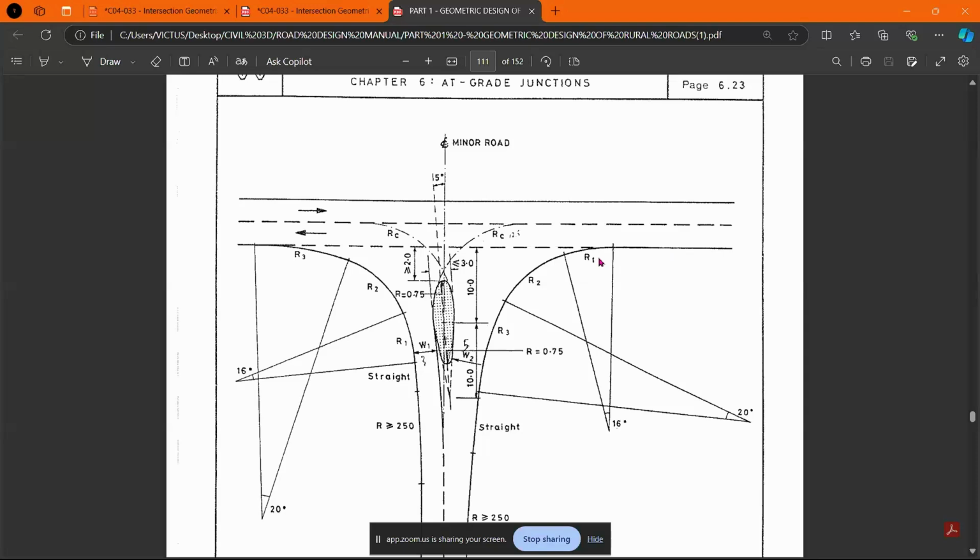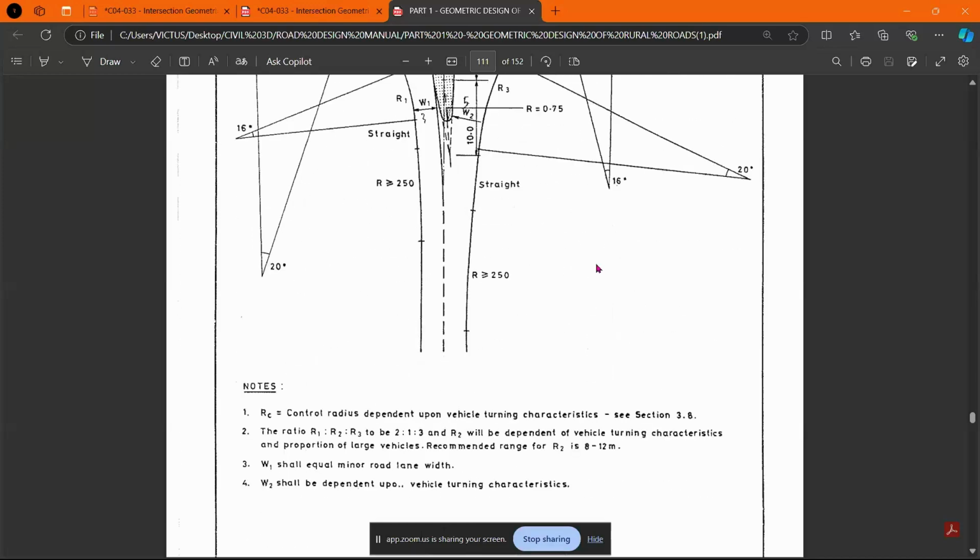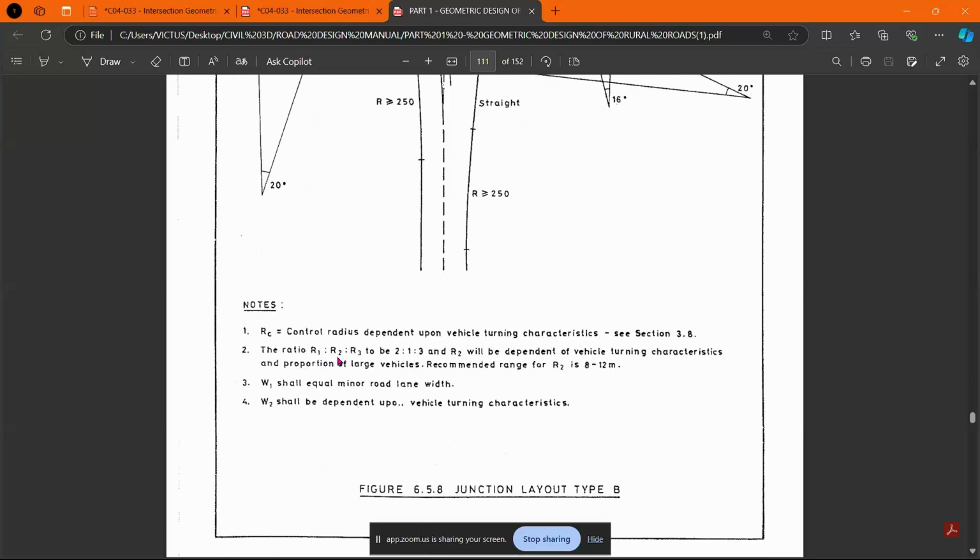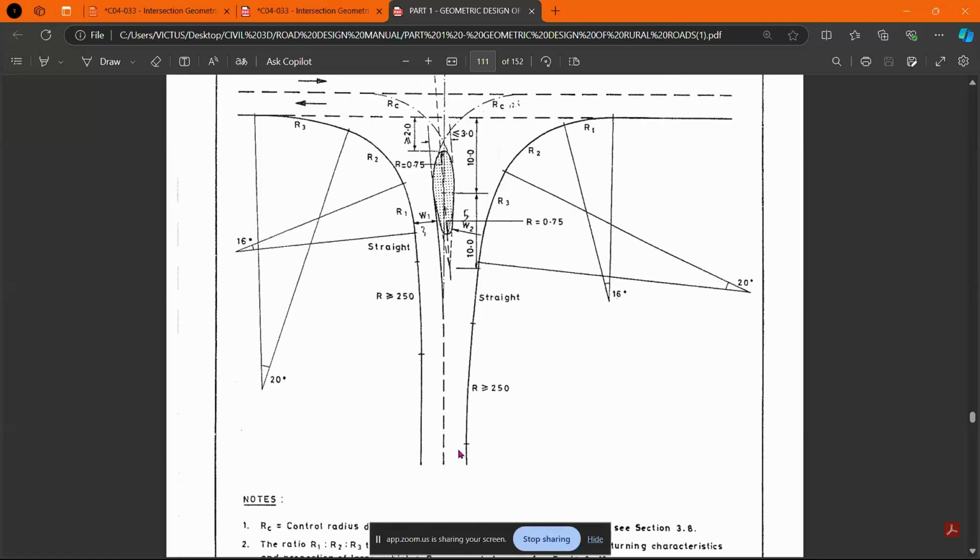For you to get a very smooth transition, and remember about the turning radius and the design vehicle, for you to be able to accommodate all the design vehicles that you're considering, in this case, we are looking at the transit vehicles that are almost 30 meters long. We have a combination of 3 radii. And I want you to write radius R1, radius R2, and radius R3. And look at this point. The ratio between R1, R2, R3 should be 2:1:3.